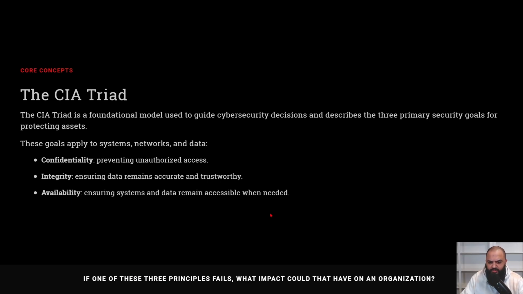If one of these principles fails, what impact could that have on an organization? And we're going to talk about that, or we're going to dive into it. Availability is one of those things in the CIA Triad. This is one of the principles that really dictates that you must do things with a purpose. There's an old saying that the most secure system in the world is a system that's powered off, disconnected, locked into a box, and thrown into the bottom of the ocean. That is the most secure system in the world. If you have that system and you did all of that, you threw it at the bottom of the ocean, what purpose does it serve?